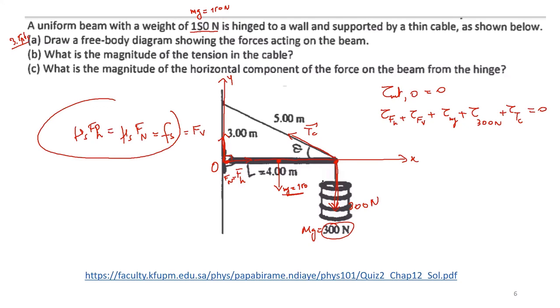If I choose my axis of rotation here or here, anyway. But if I want to get Tc directly, I better put my axis of rotation here at the hinge, such that the torque of FH is 0, because now FH is passing through the pivot point, and FV also has 0 torque. In one shot, I get rid of 2 unknowns. And here, my only unknown will be Tc. Now, what is the torque of mg? 150.